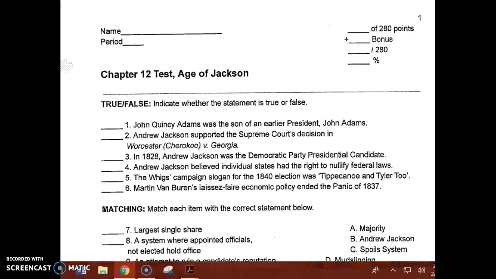Number 5. The Whigs' campaign slogan for the 1840 election was Tippecanoe and Tyler too. Number 6. Martin Van Buren's laissez-faire economic policy ended the Panic of 1837.